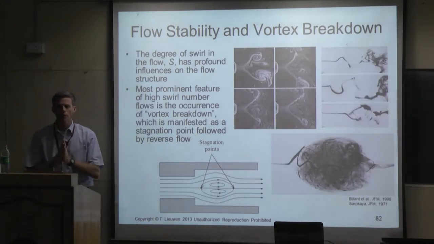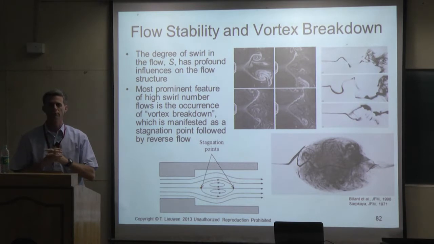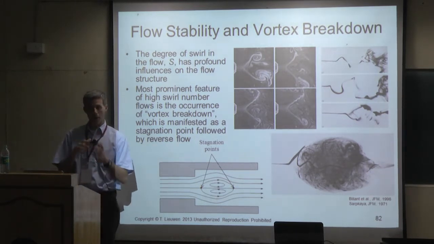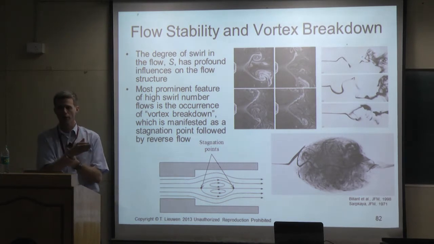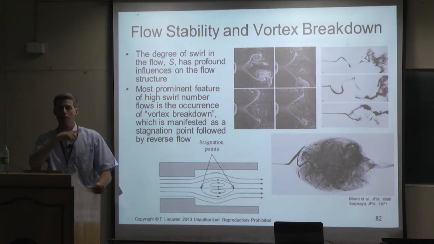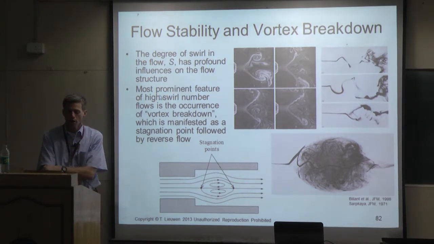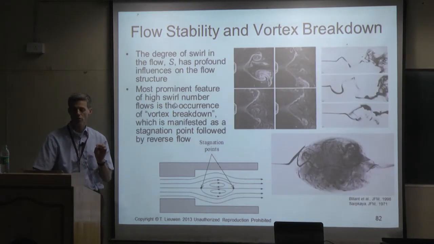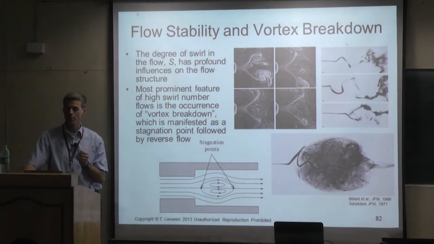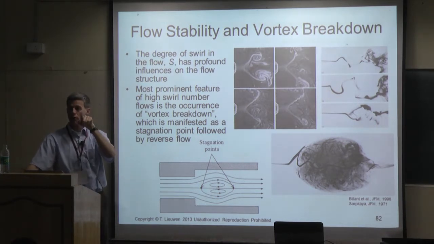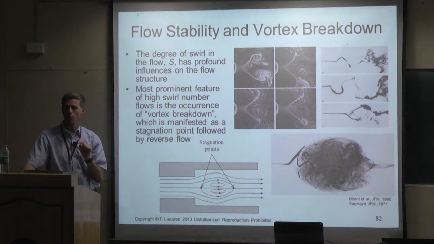So first of all, how many of you are familiar with the phenomenon of vortex breakdown? Okay, so let me explain it. If you take a pipe flow, and all the flow is going in one direction and it has swirl, so the flow is not only going axially, but it's spinning, the degree of swirl on the flow has very profound influences on the flow structure. The most prominent being that above a certain swirl number, you can get a phenomenon called vortex breakdown. What vortex breakdown is, you actually develop an axial stagnation point in the flow.